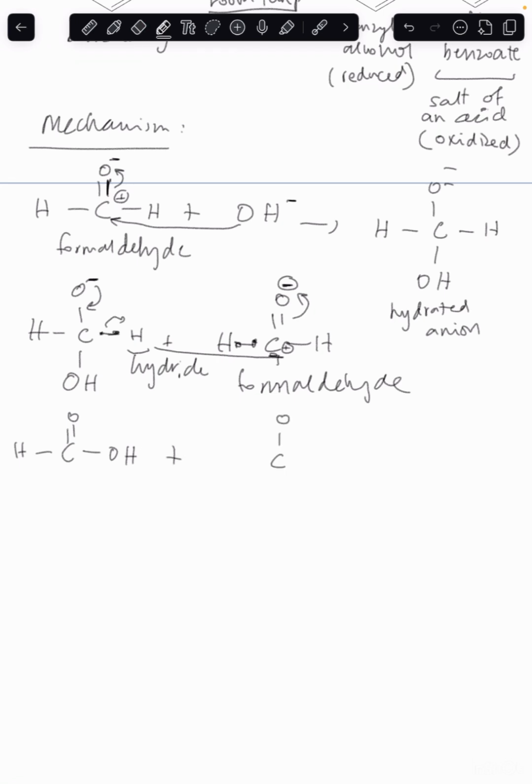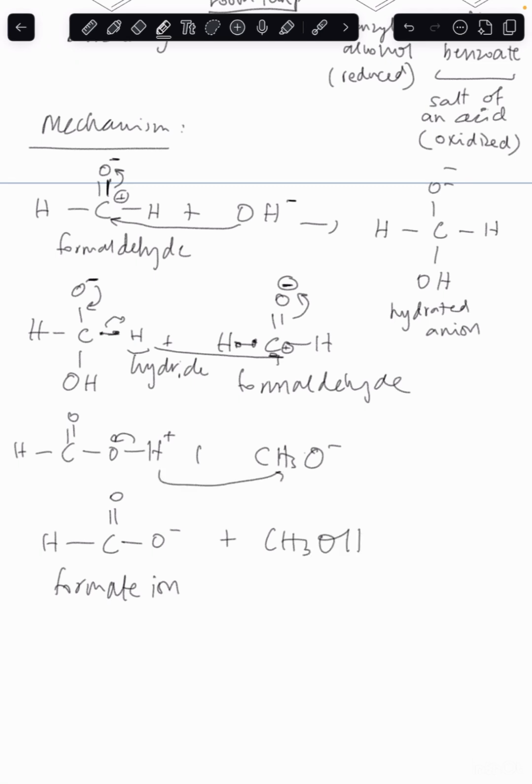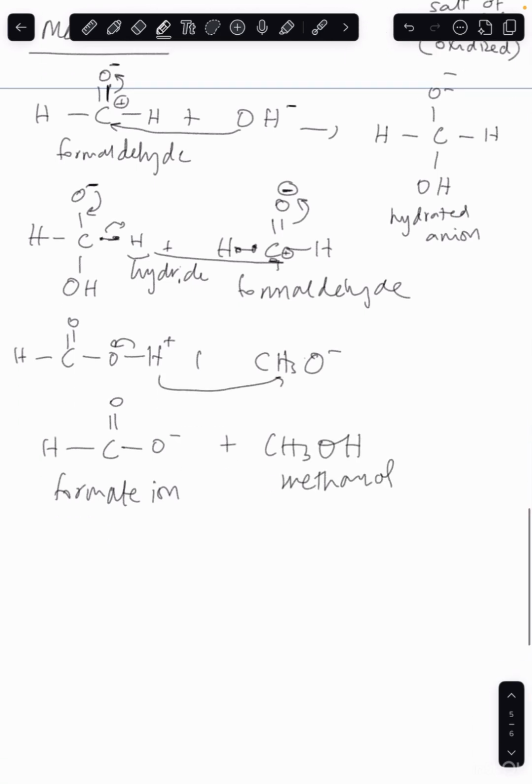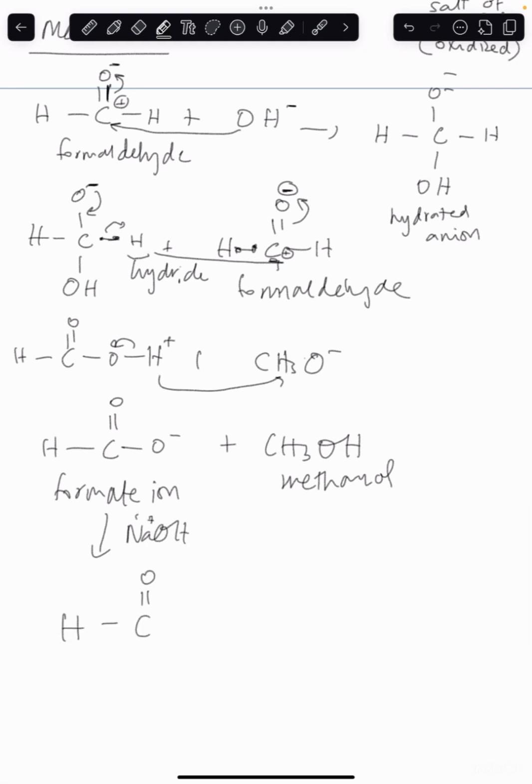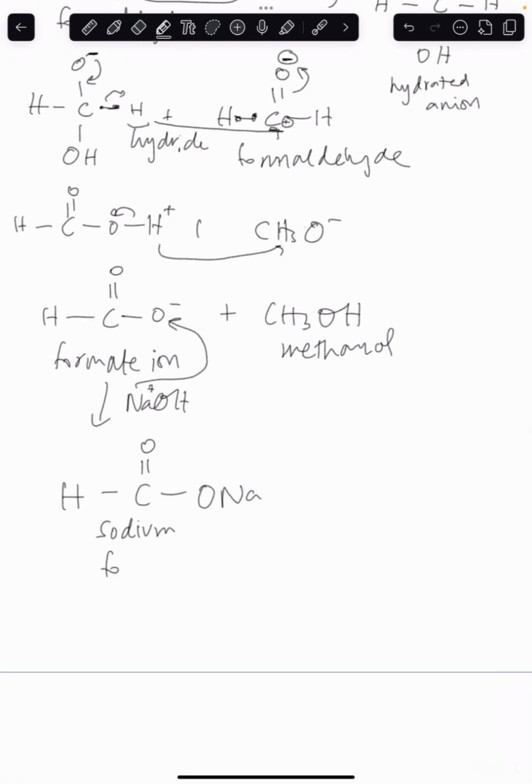Now it needs hydrogen. So what will happen is, this hydrogen will give off its electrons and become positive, and then this will become formic acid, and this hydrogen will combine and form methanol. This formic acid will combine with a base, and the positive sodium part will attach over here, and then what we have is sodium formate and methanol.